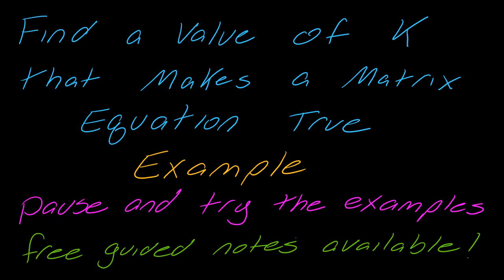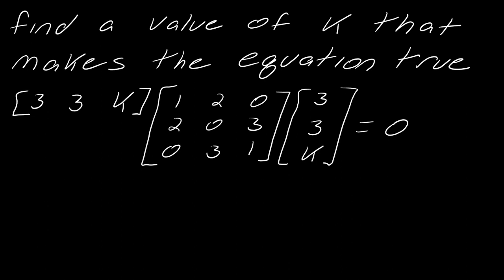Okay, so I'm going to do an example where we're going to find a value of k that makes a matrix equation true. So this is kind of an odd question. I thought it was interesting. So what I have here is a row matrix, this matrix, and then this column matrix, and when I multiply them together, they're supposed to equal 0. And you'll notice that I have a k here and here.